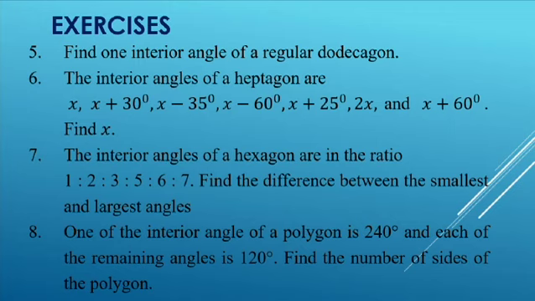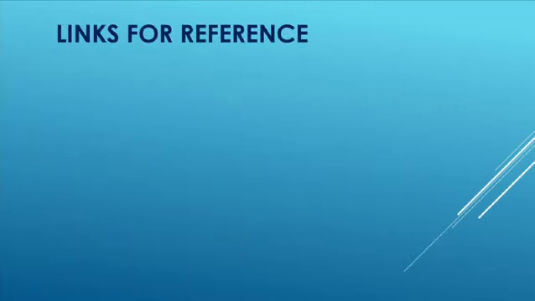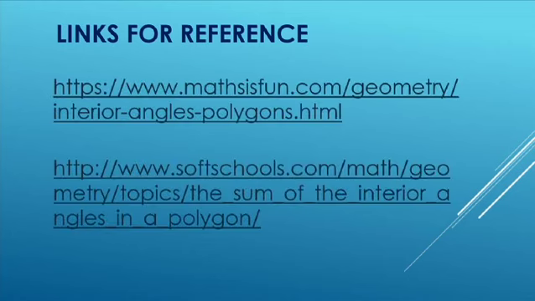Question 7 is a bit different. The interior angles of a hexagon are in the ratio of 1:2:3:5:6:7. And you are asked to find the difference between the smallest and the largest angles. Question 8. One of the interior angles of a polygon is 240 degrees and each of the remaining angles is 120 degrees. You are asked to find the number of sides of this polygon. Now, you've got two links that you can use for reference.